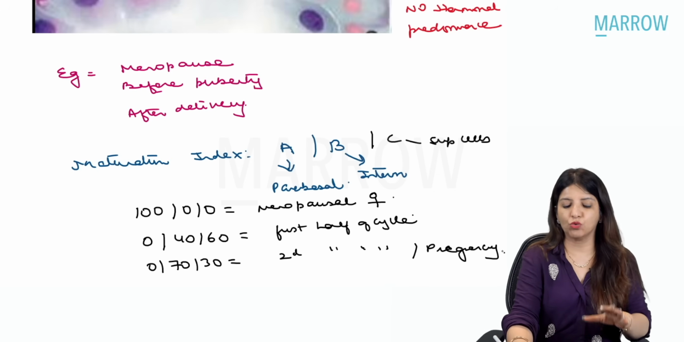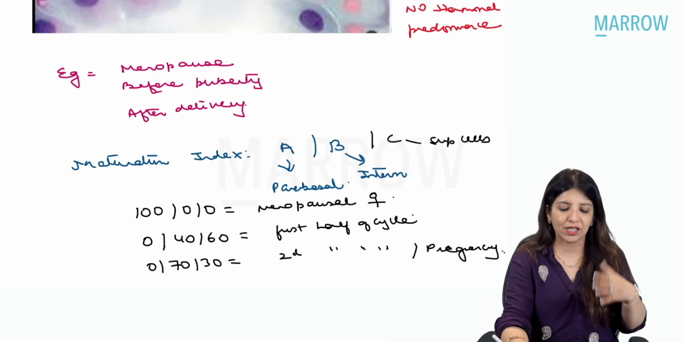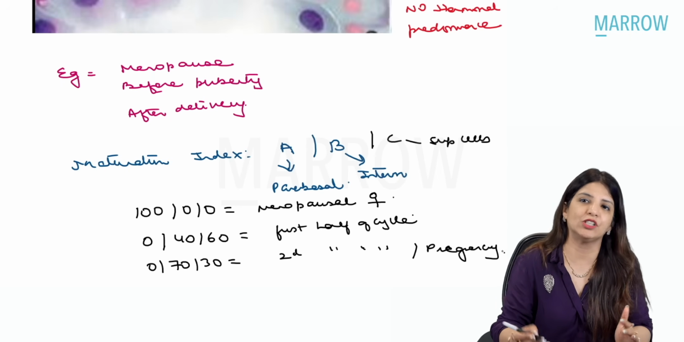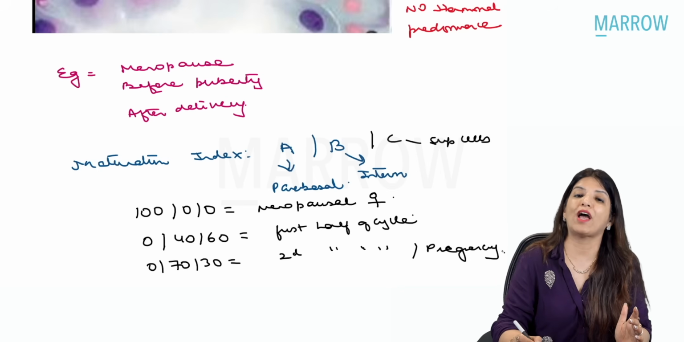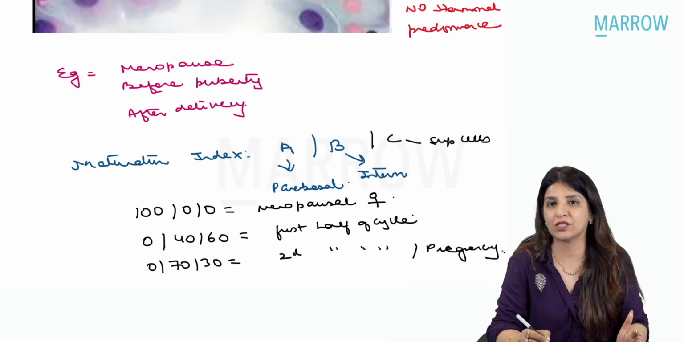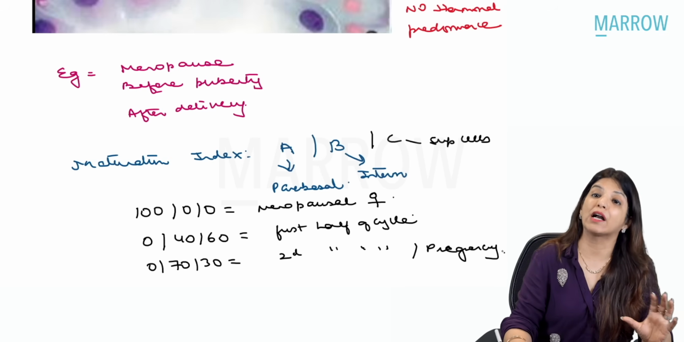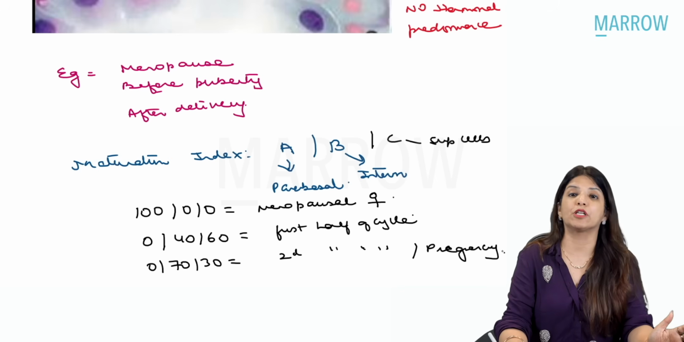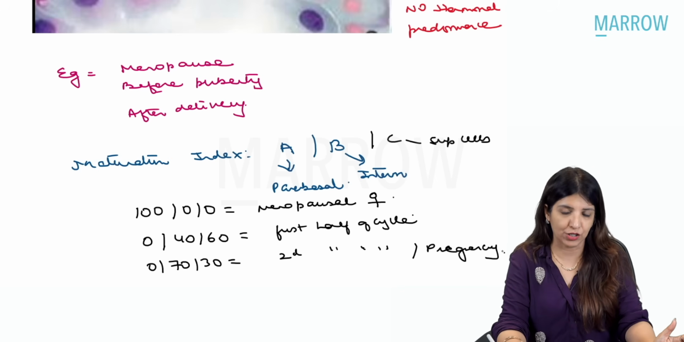Please understand, you don't have to mug up the maturation index. Instead of 0/40/60, it could have been 0/30/70, then also it would have meant the same. It could have been 0/25/75, then also it would have meant the same. So you don't have to mug up the maturation index. You simply have to understand the interpretation of maturation index. Clear to all of you?